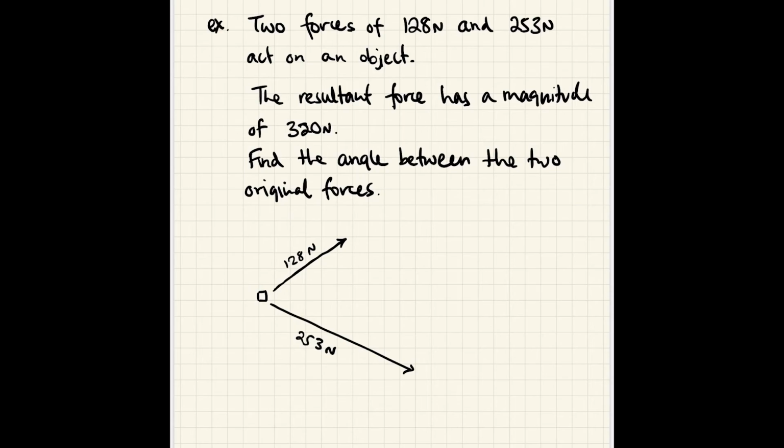Okay, and I'm just going to guess that maybe that's a good diagram, although we don't know the angle between them, so maybe they're very close together, or maybe they're very far apart. Okay, however, we do know the magnitude of the resultant. So we can demonstrate that in our diagram by taking one of the forces, like the 128 Newton, and moving it over here, and then drawing our resultant, which we know to have a magnitude of 320 newtons.